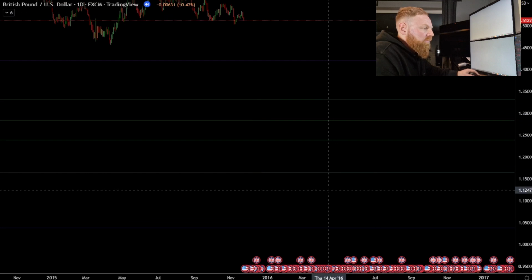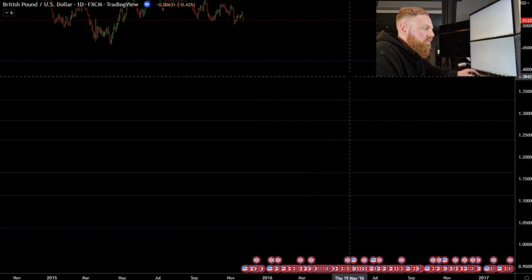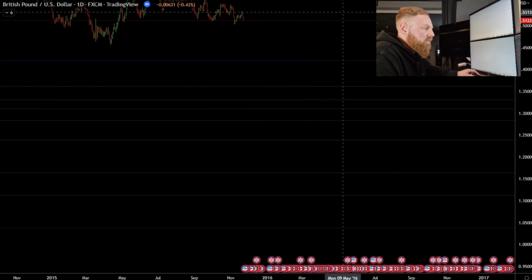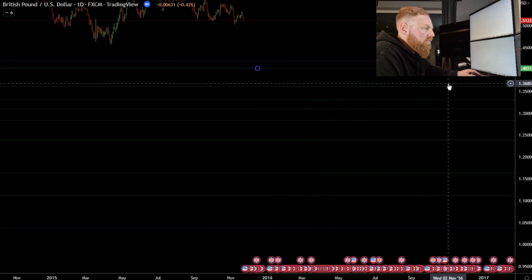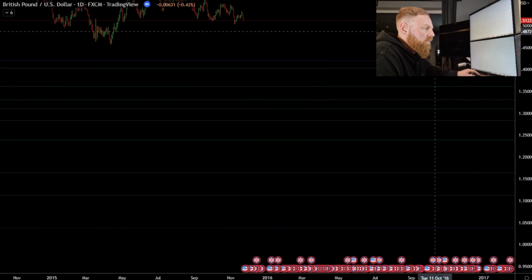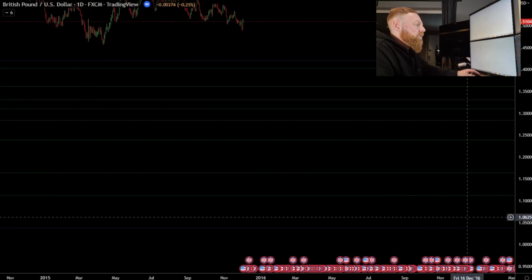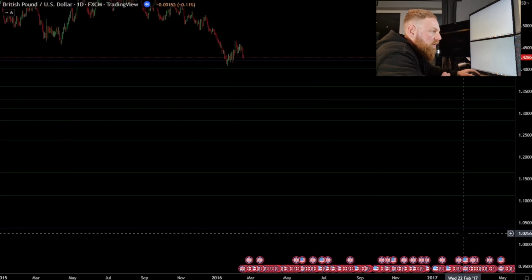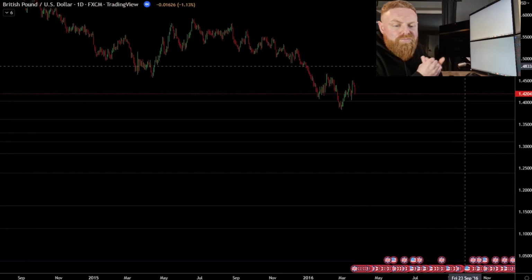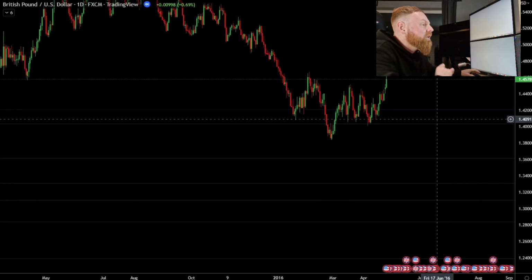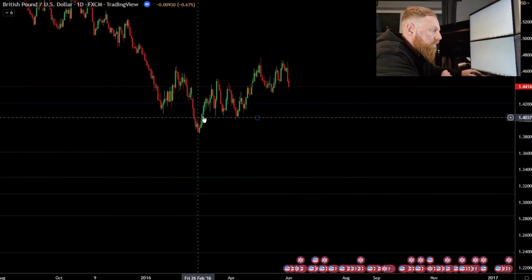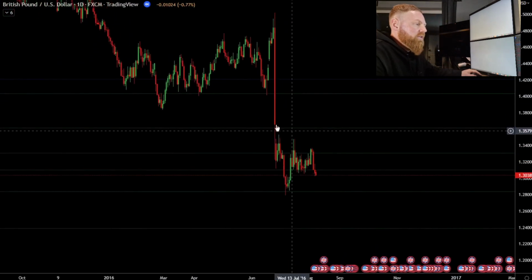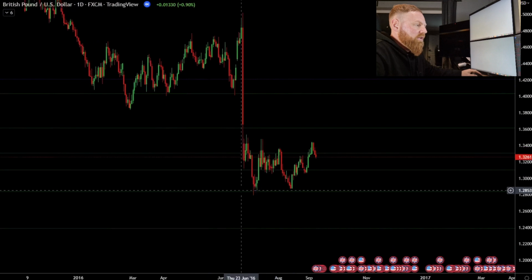So I don't know why I'm not copy and pasting. Completely random lines on a chart. Here we go. Perfection there. Break and retest. Again. Oh, look at that. Fantastic.